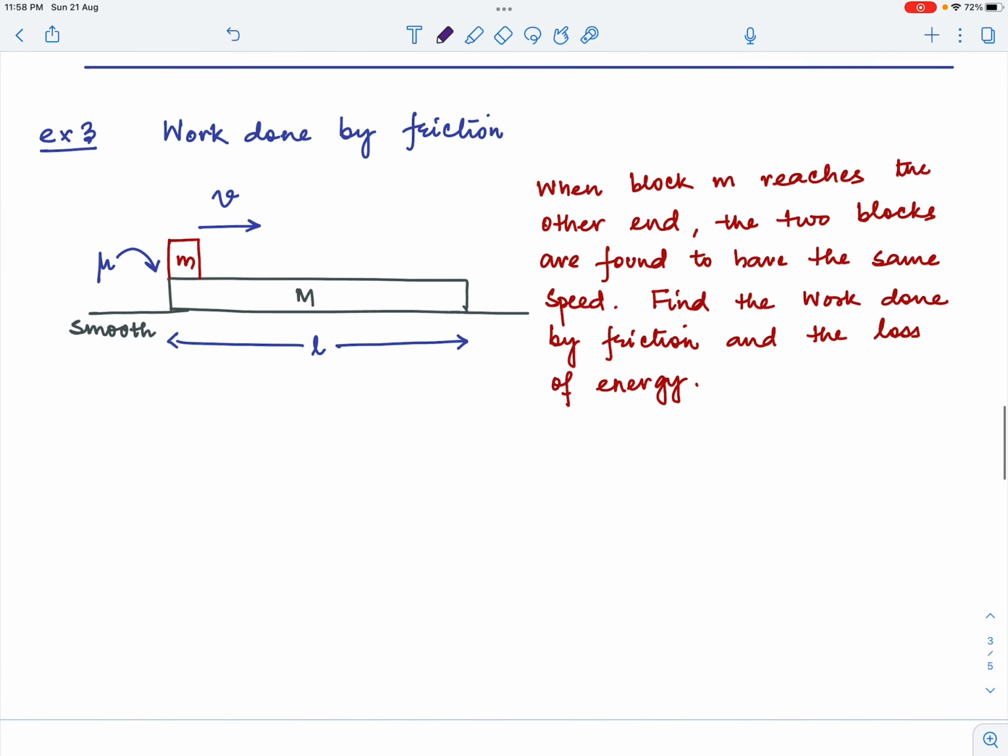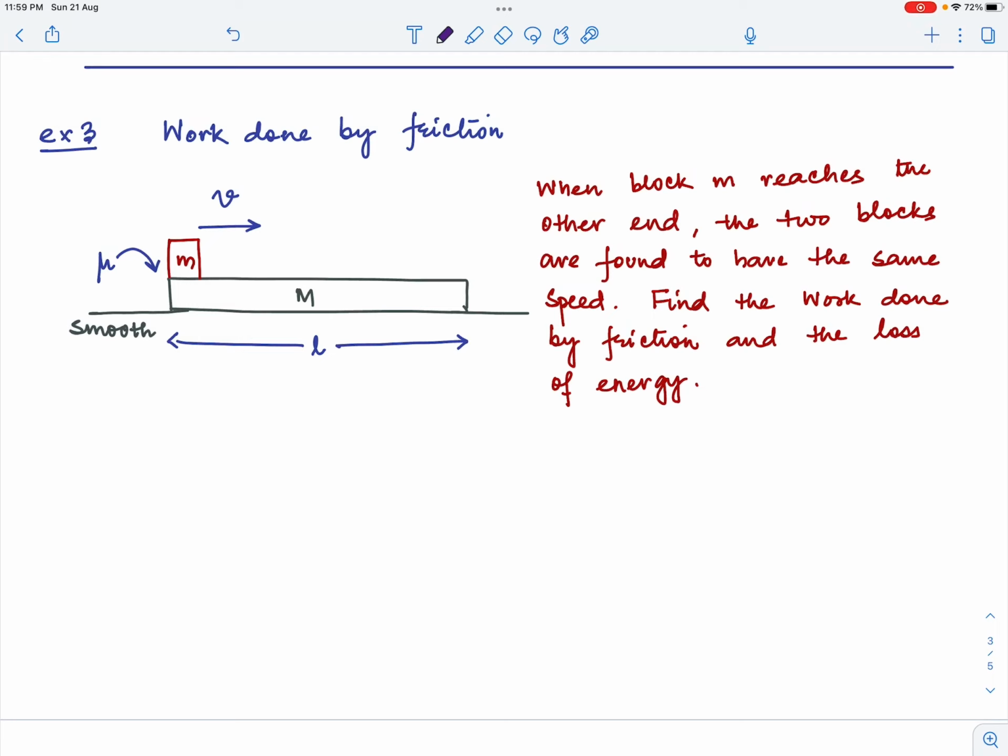Next example, that we can work on these same lines to find out the work done by friction. So, the question here says that we have this block small m which is kept on a block capital M, which itself is placed on a smooth horizontal surface, but there is a coefficient of friction mu between the two blocks, and you provide an initial velocity now to the block small m over capital M. And the question says that when block small m reaches the other end of capital M, it is found that the two blocks have the same speed at that time. And then you are supposed to find out the work done by friction during the process and also the loss of energy.